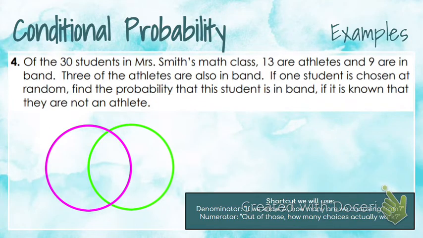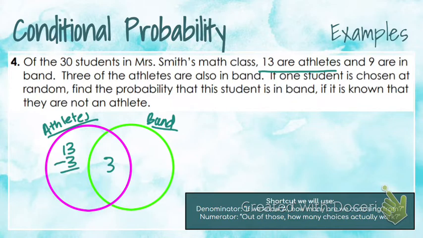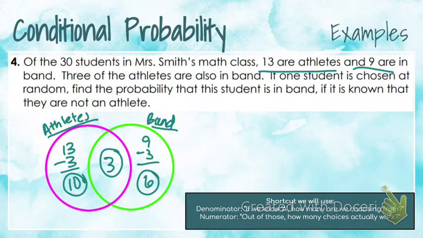So let's label everything. There are 30 total students in math class. 13 are athletes, so we're going to have athletes. And 9 are in band. So we always start with both. 3 of the athletes are also in band. So we've got 3 in the middle. 13 athletes, so we'll do 13 minus 3 gives us 10 only athletes, I apologize. And then there are 9 in band, so 9 minus 3 gives us 6 that are only in band.